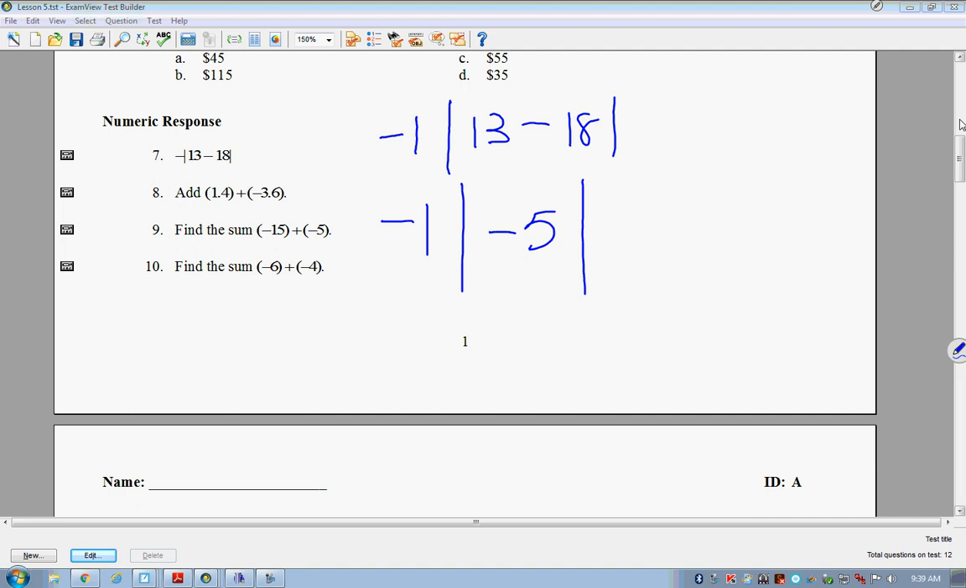What is the absolute value of negative 5? 5. So now, whenever I take the absolute value, it becomes negative 1 times 5, right? Because the absolute value of negative 5 is 5, and I want to continue to show that it's multiplication. What's negative 1 times 5? Negative 5. So that's a good question because it involves an instance where I wind up with a negative answer, but my absolute value isn't negative.